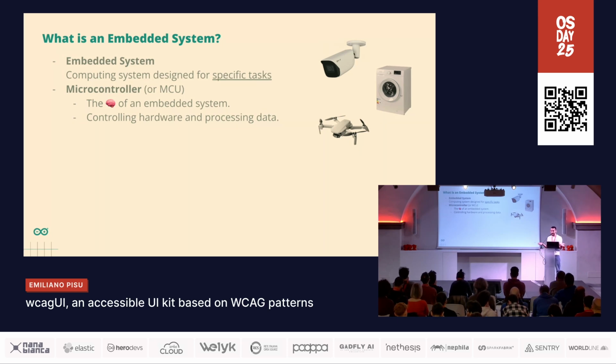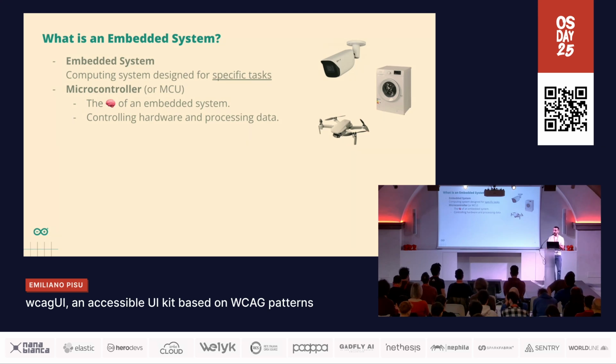An embedded system is a computer system designed for specific tasks. Our laptop is a general-purpose computer. Instead, embedded systems are special-purpose computing systems built for specific tasks, like a camera, a washing machine, a drone, because they are designed to perform specific tasks, like washing clothes. The brain of an embedded system is the microcontroller unit.